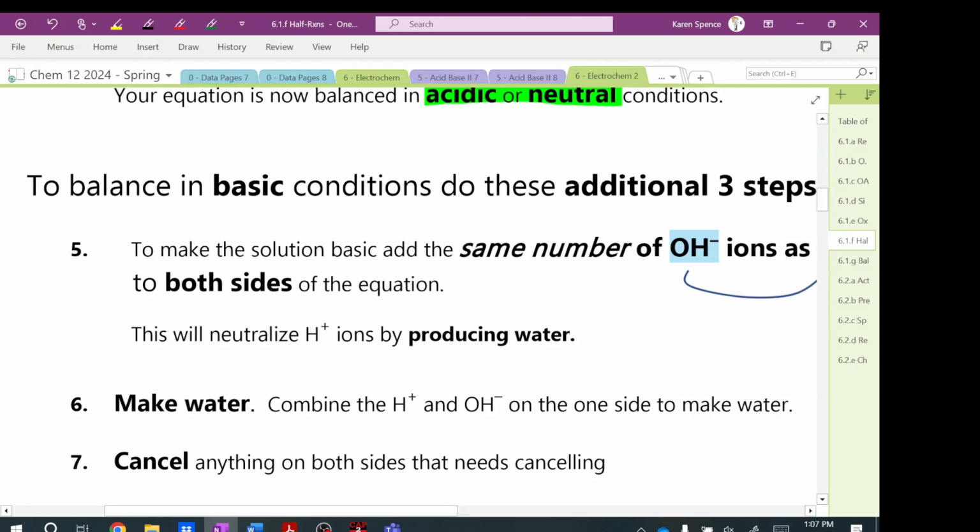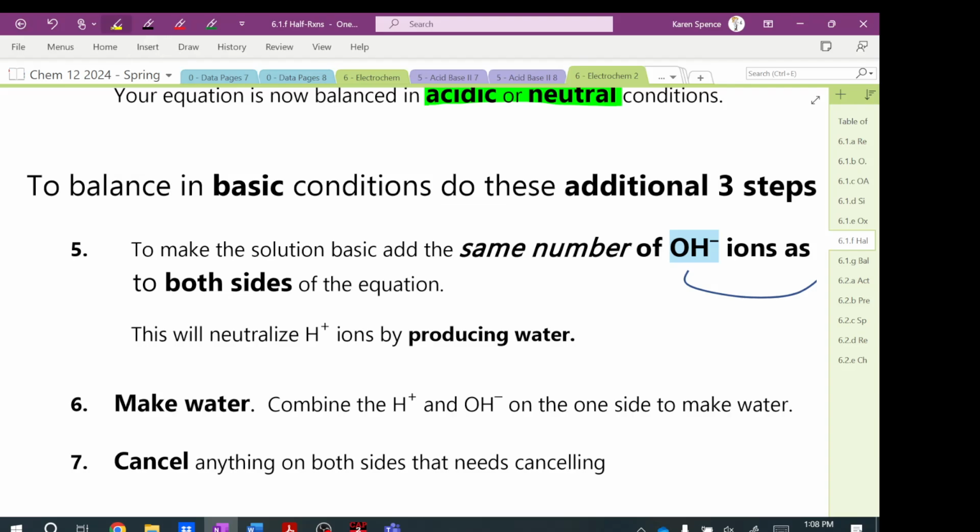How do you get rid of hydrogens? What can you add? You can add OH-. So if you have 3 hydrogens, how many hydroxides will you add? 3, because you need to neutralize 3 of them. And if you add something to one side of the reaction, you need to add it to the other, otherwise it will become unbalanced. Okay?